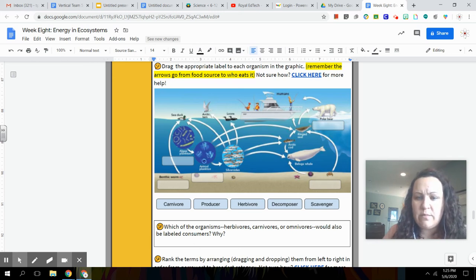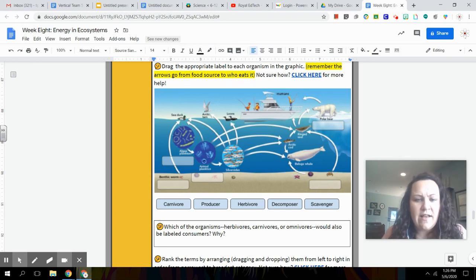For this food web, you're going to try to pick out what the roles in the ecosystem are. Who's the carnivore? Who's the herbivore? And if you look at the animal and you're like, I have no idea what that animal eats, that's okay because the arrows tell you. It goes from food source to who eats it. The arrow is pointing to who eats it.